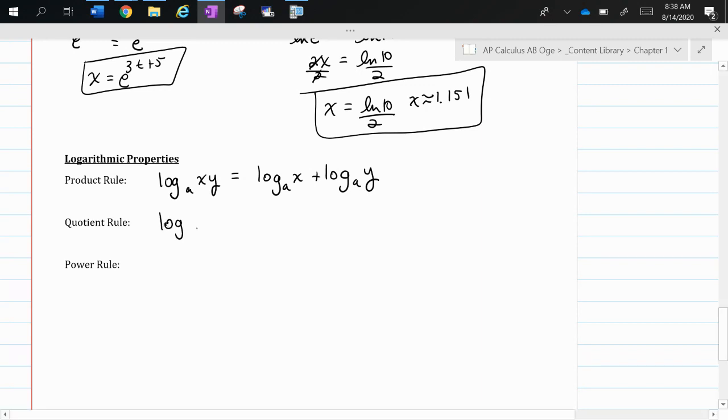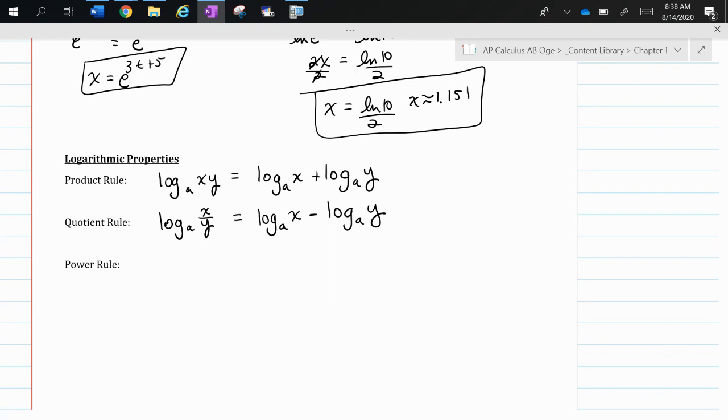And similarly, the quotient rule, log base a of x over y. Notice my argument is a quotient here. The quotient property says that I can split this up into 2 logarithms and subtract them. Log base a of x over y is the same thing as log base a of x minus log base a of y. That should ring a bell. That should be very familiar.